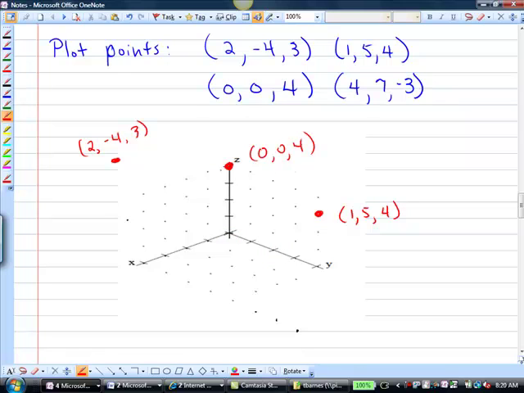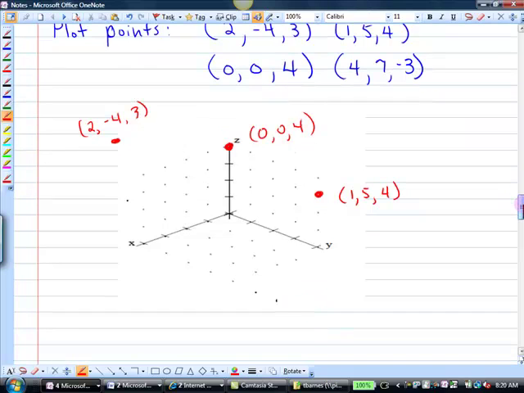Okay. All right. Okay, 4, 7, negative 3 might be a little difficult for you because you don't have 7, but see if you can come up with it. It's not on this graph. See if you can do it. You're going to go 4 on the X, you're going to go 7 out this way on the Y, and then down 3. I don't know where that's going to end up, somewhere down here.